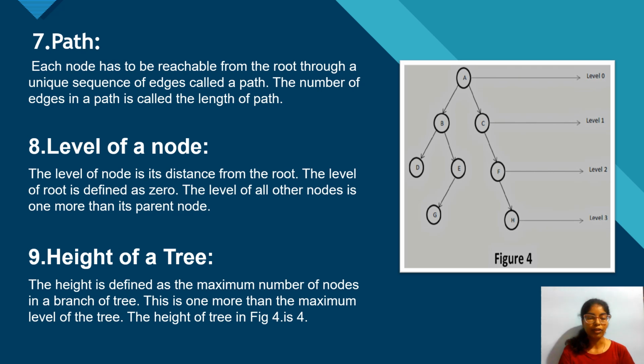Eighth, level of a node. The level of a node is its distance from the root. The level of the root is defined as 0. The level of all other nodes is one more than its parent node. Height of a tree. The height is defined as the maximum number of nodes in a branch of a tree. This is one more than the maximum level of the tree. The height of the tree in figure 4 is 4.